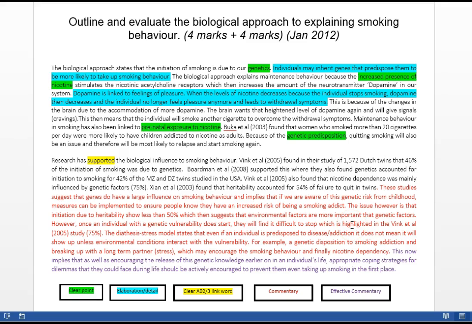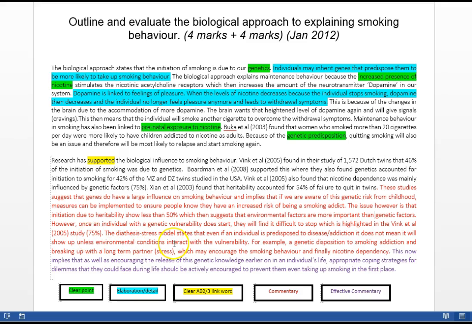Okay. The issue, however, is that initiation due to heritability shows less than 50%. Yeah, as we see in these studies, so the 42% and the 46%, which then suggests that environmental factors are more important than genetic factors. However, once an individual with a genetic vulnerability does start, they'll find it difficult to stop, which is highlighted in the Vink et al. 2005 studies at 75%. Okay, so you're using the studies here.